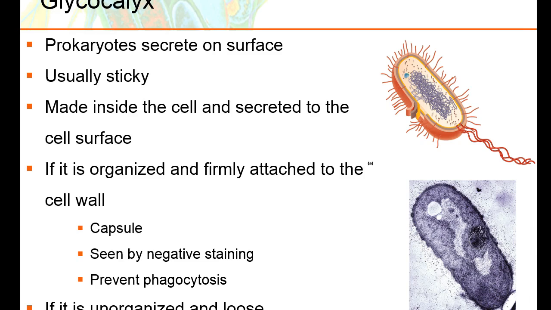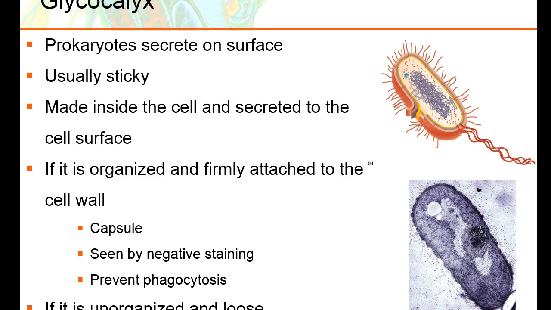Some of the things that we find in prokaryotic species are not necessarily unique to them, because there are glycocalyx that are going to be talked about a little bit in eukaryotes as well. But prokaryotes make this inside of the cell, and then they secrete it to the outside of the surface, and usually it's a sticky type of substance. This is the glycocalyx, and sometimes the glycocalyx is very organized. If that is the case, that is a capsule.